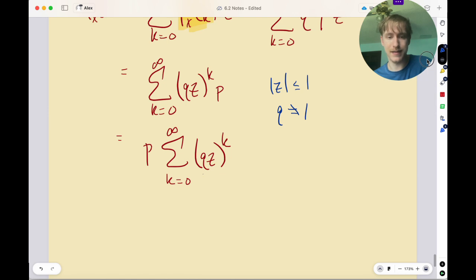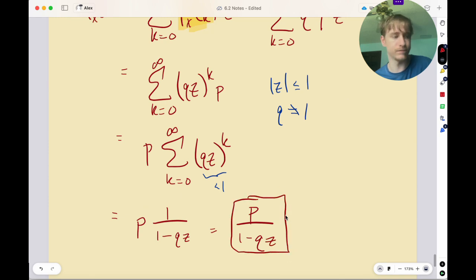Because since this we can say is now strictly less than 1 in magnitude, now we have a geometric series. Geometric distribution, geometric series. Yeah, that's where it comes from. Okay, so this is going to be, let's see, it's going to be p times 1 over 1 minus qz, which we're going to go and write as p divided by 1 minus qz.